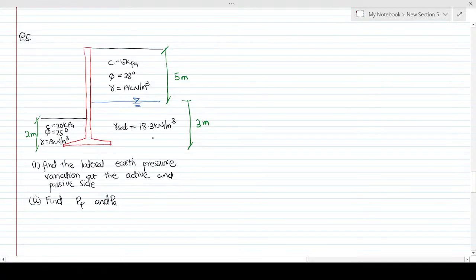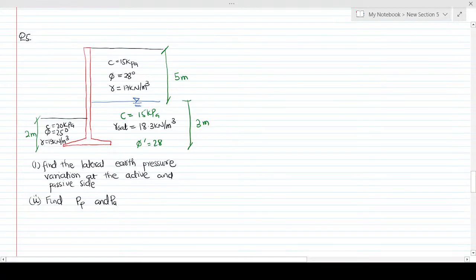All right, so this is the question that we have. Let me change something. Okay, we stick to this. Phi here is still 28. Yes, and it's the same story, but just that there's a water table and C is here. So we'll see how to deal with it.